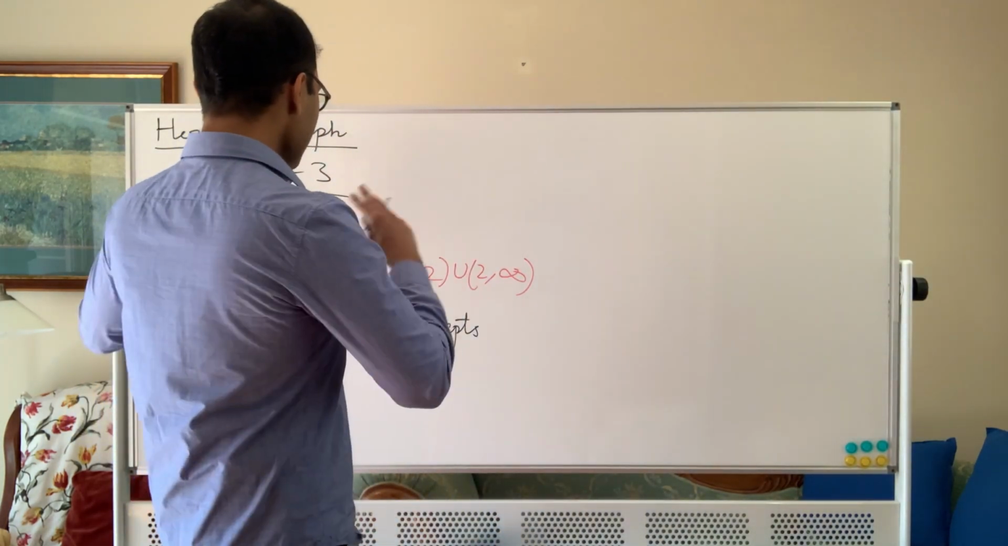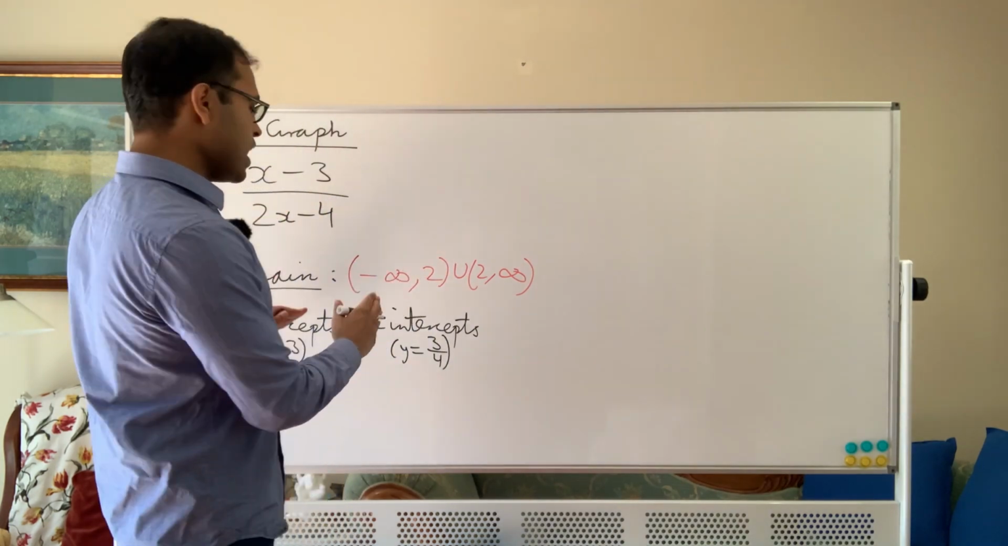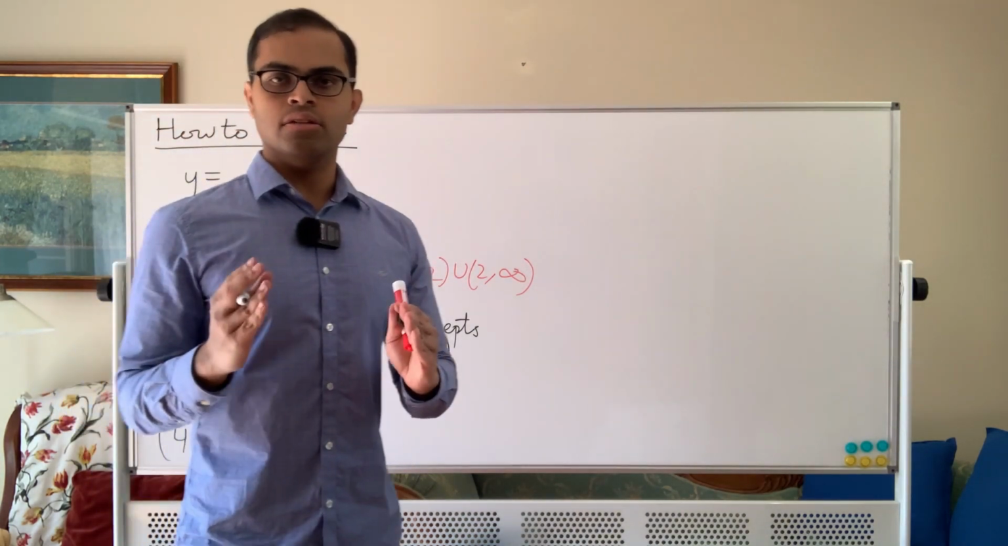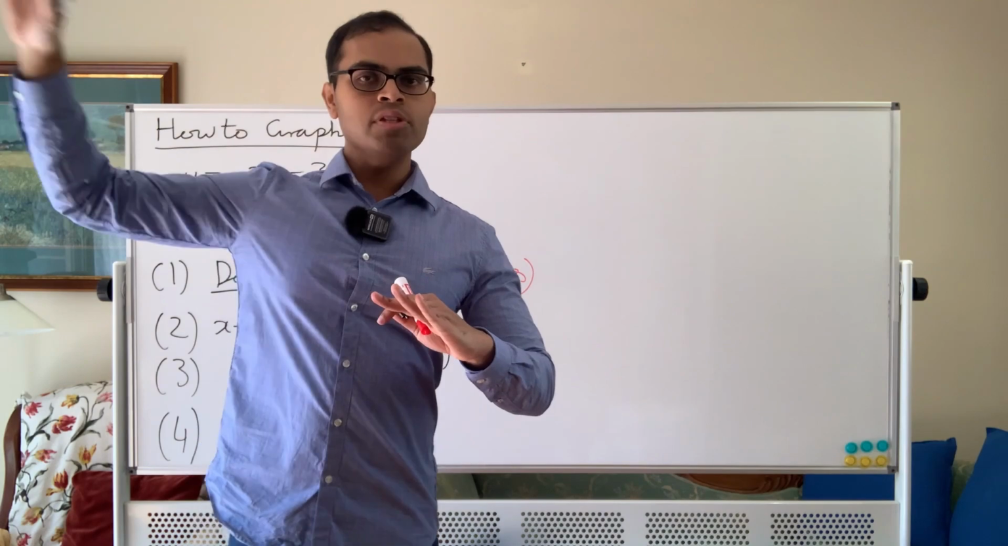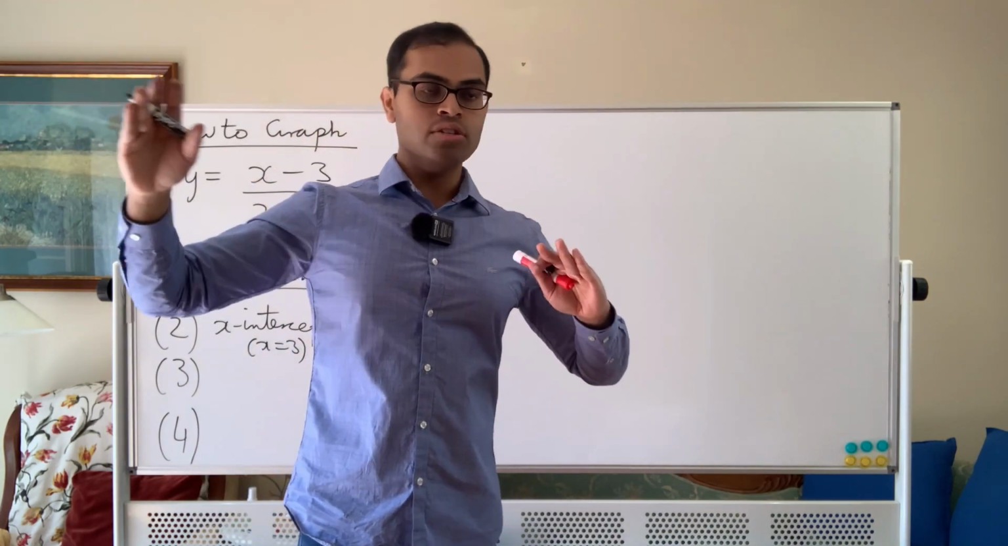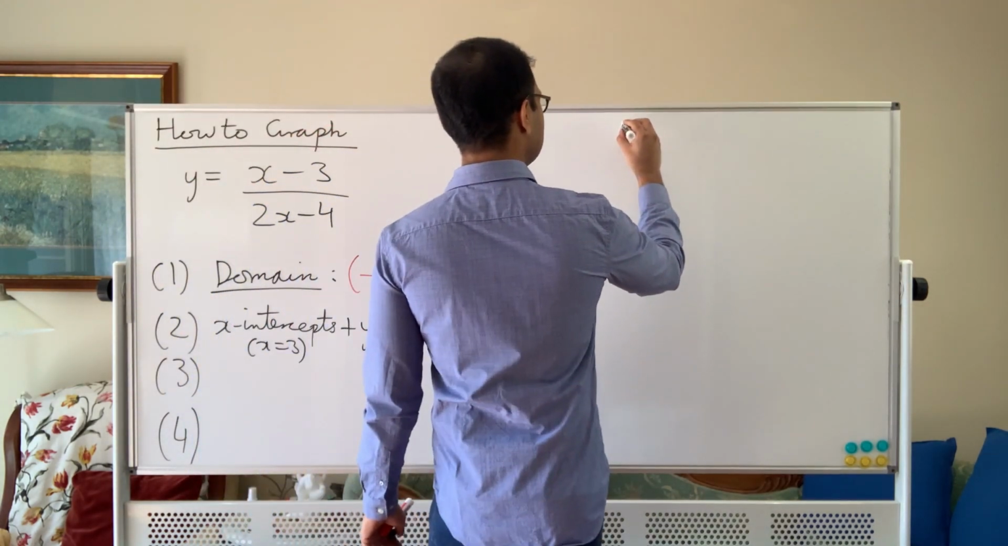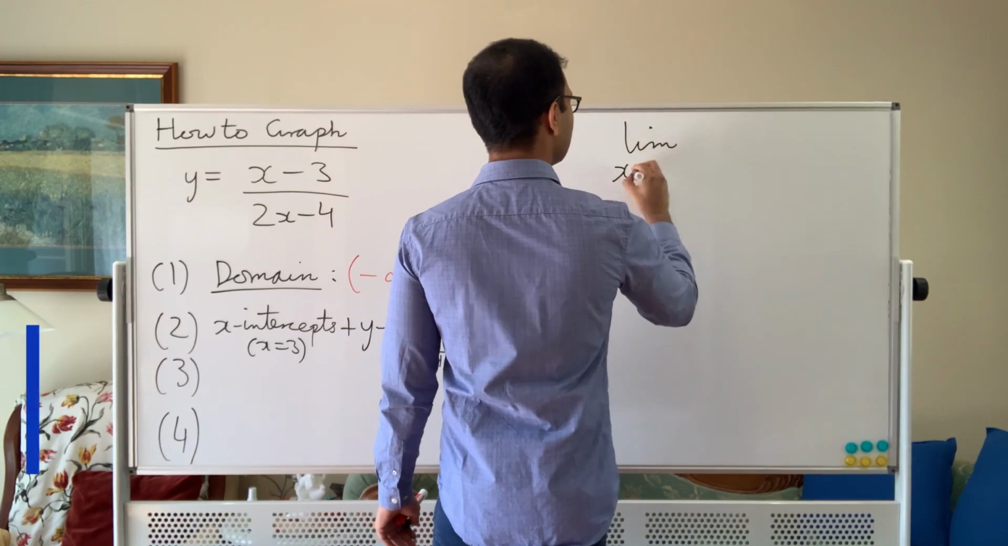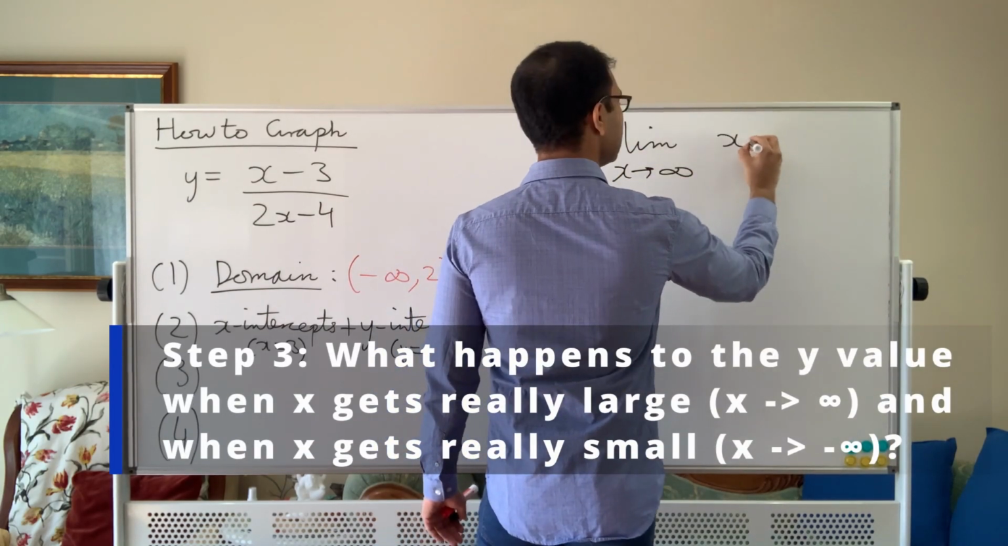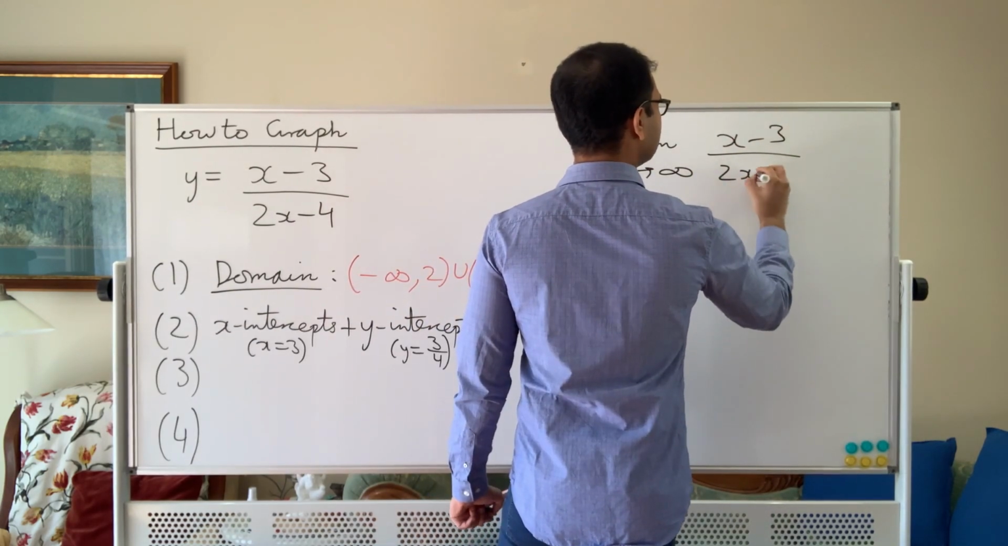Okay, so what we want to do is, we know the domain, we know the x and y intercepts, we want to start connecting the dots. So we want to know what happens when x goes to infinity and minus infinity. So what we're looking at is we take this expression: the limit as x goes to infinity of (x minus 3) divided by (2x minus 4).